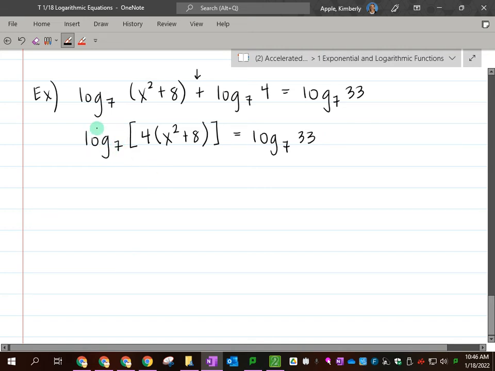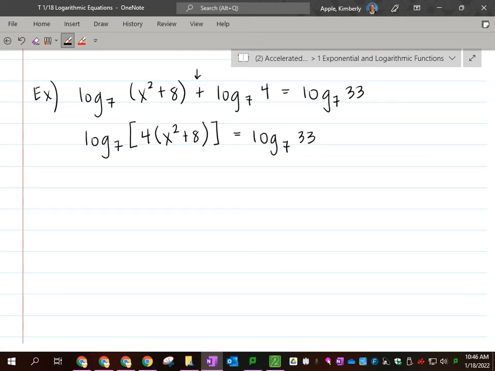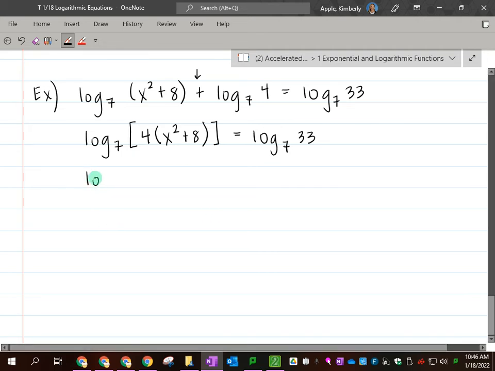Well, see, now I just have one log on the left and one log on the right, which is what I need to use one of my strategies, right? Absolutely. So let's go ahead and simplify that argument on the left. So this will actually be 4x squared plus 32. Right? I just distribute the 4. You can skip this step if you want, or do it straight from the jump, whatever. Okay, so now I have that first thing I taught you where you have a single log on the left, a single log on the right, and equivalent bases. So now we can just disregard the logarithms.